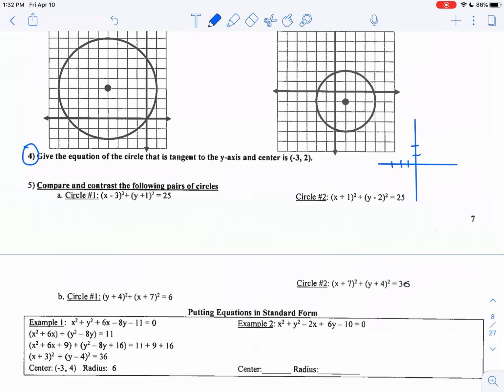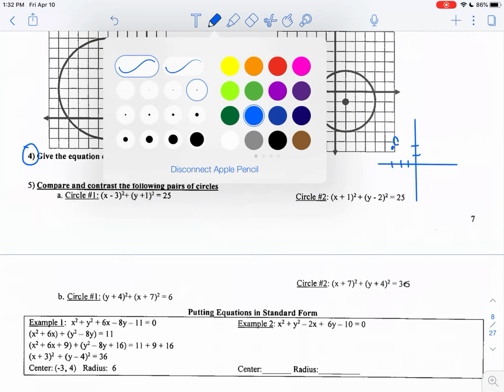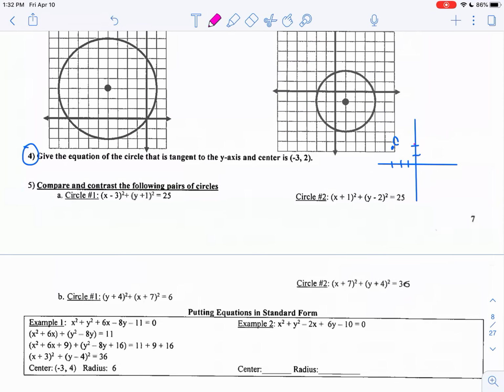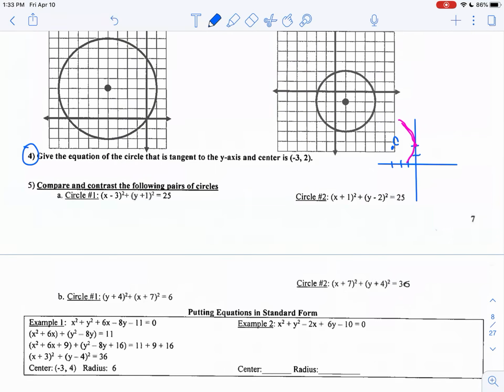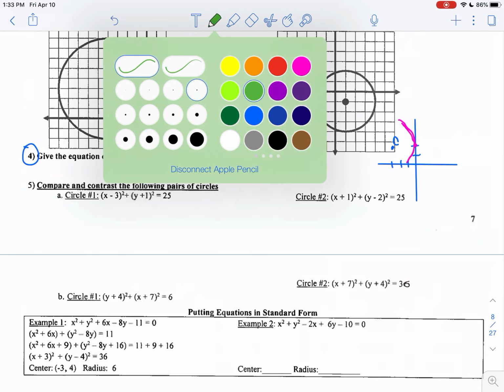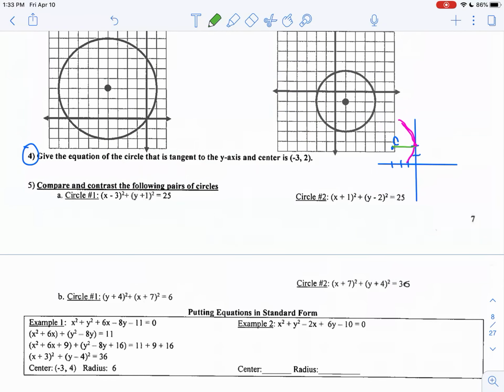So let's get an idea of what this looks like. At -3, 2, you have the center. And then it's telling you that it's tangent to the y-axis. What that means is that here's the y-axis, that's the point of tangency, and the arc of the circle goes through and touches at that point. Why that's relevant is we went directly horizontal to that point of tangency.